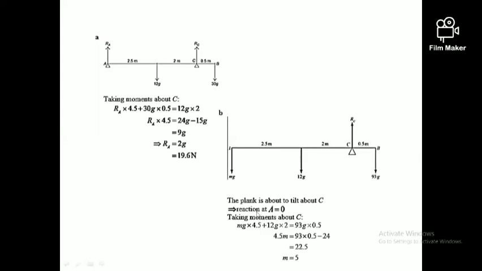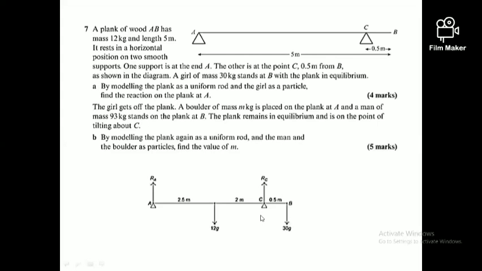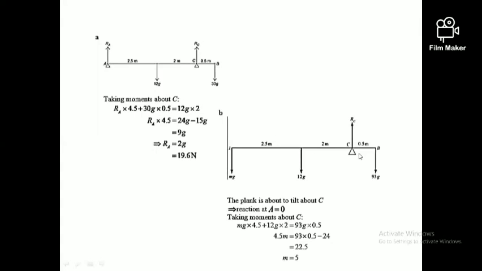Then there is another fact they mention. The girl gets off the plank. The boulder of mass m is placed at A, and the man of this mass at B. The plank remains in equilibrium. It's on the point of tilting about C. What do you mean by tilting about C? If the object is tilting about C, the reaction at A becomes 0. That is why there is no component over here, and the reaction at A is 0. That's a point you have to understand, right?